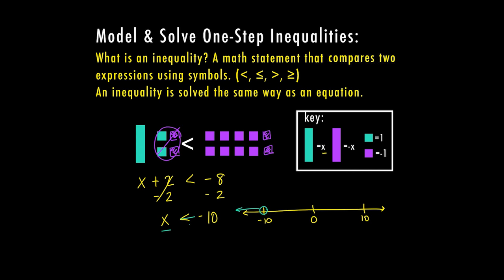But you have to make sure that your variable is on the left side of your inequality in order for that to be true. Otherwise, it would end up being flipped. So make sure that if you want to use that trick there to graph it, then just make sure that your variable is on the left side.